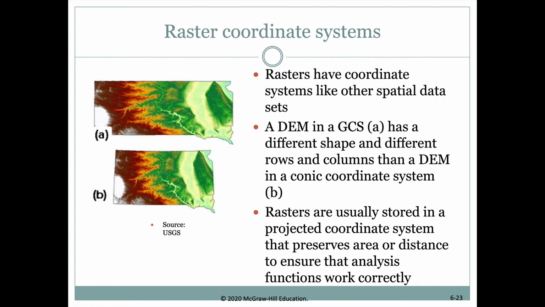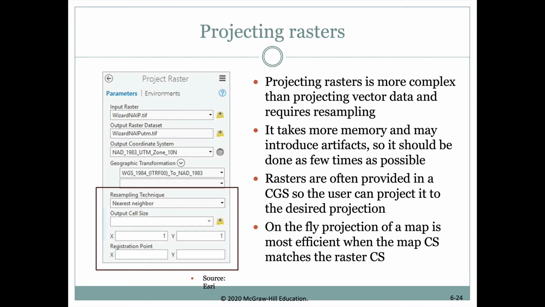So how do we deal with all this? Well, when we're downloading that data, we're going to want to project it into the coordinate system that we're using. So in this example here, the output coordinate system is a UTM zone 10 north.